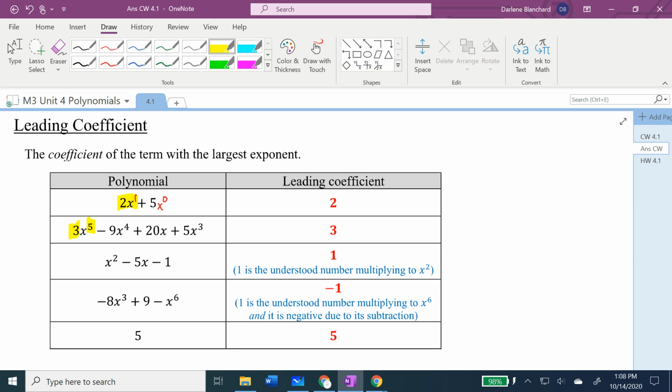But anyway. All right. For the third polynomial, do you see that the leading coefficient would be that understood 1 in front of the largest exponent, x squared?